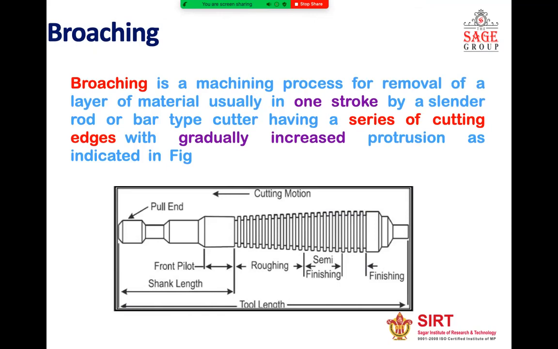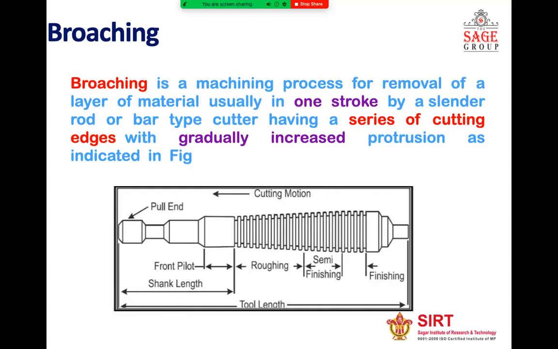So broaching is a machining process, as we discussed earlier, for removal of a layer of material, usually in one stroke, by a cylinder, rod or bar type cutter having a series of cutting edges with gradually increased protrusion, as indicated in the figure. So in broaching, the cutting tooth is progressively increased. That is the main difference between other cutting tools and the broaching tool: the cutting tooth is increased in a successive manner.